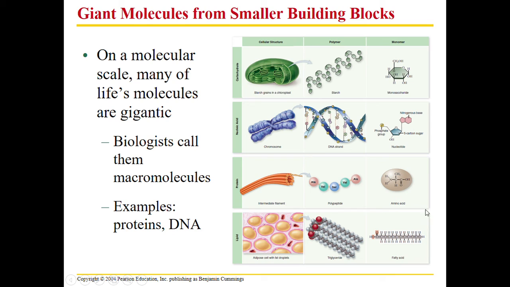So moving on to giant molecules from smaller building blocks. Generally we don't see molecules one by one, but rather on a large scale. So macromolecules are molecules that we can actually see with our eyes. Examples are DNA and RNA, which are nucleic acids, proteins, lipids, which are fats, and carbohydrates or sugars.